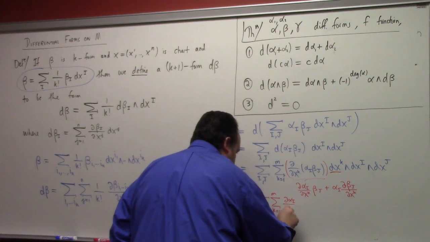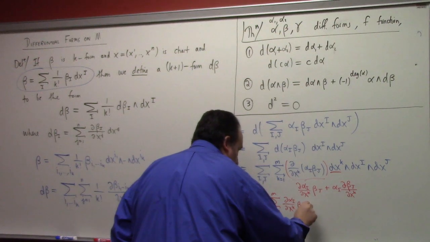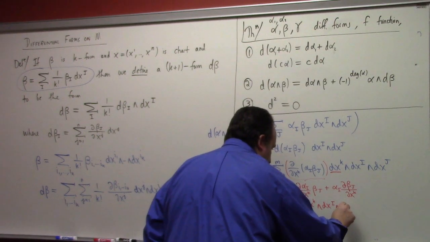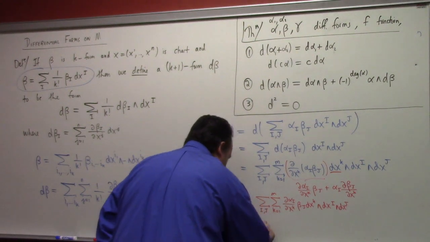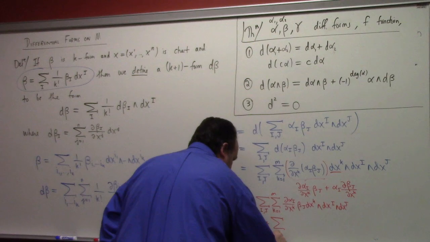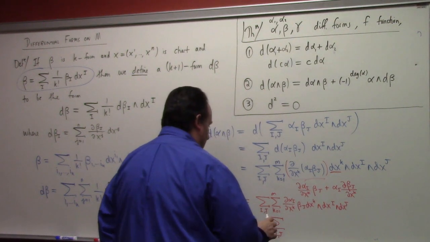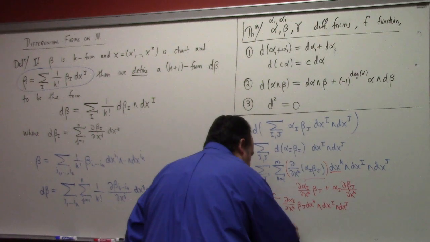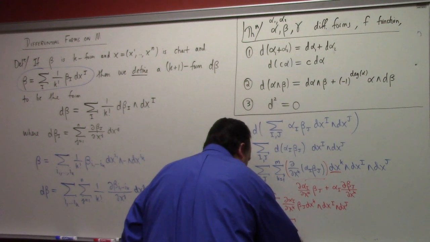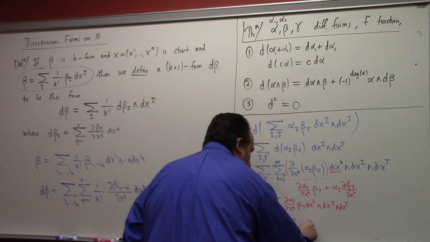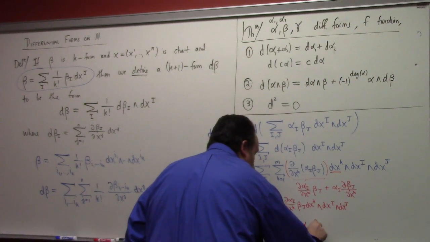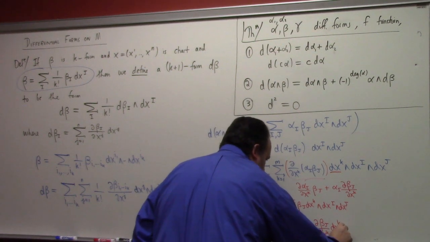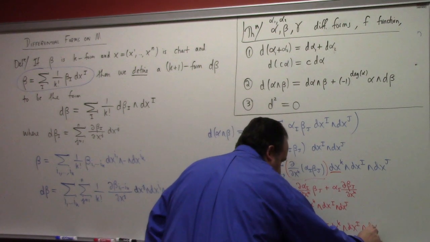So we've got partial alpha_i partial x^k, beta_j, dx^k wedge dx^i wedge dx^j, plus the sum over i and j and then the sum over k equals 1 to m of alpha_i, partial beta_j, partial x^k, dx^k wedge dx^i wedge dx^j. All right.